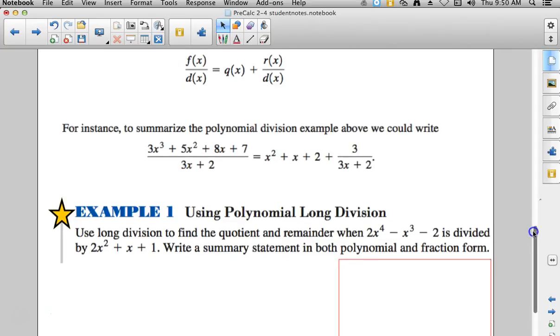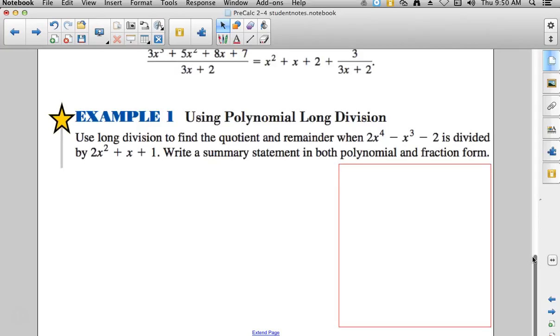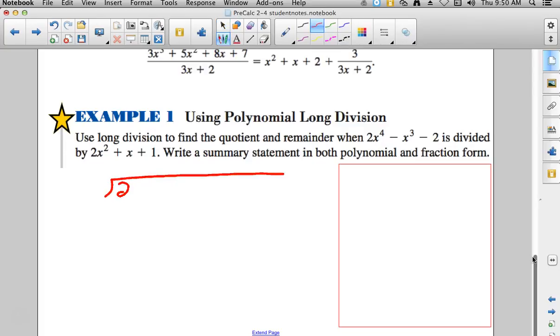So example 1 says, let's use polynomial long division. Use long division to find the quotient and the remainder for 2x to the fourth minus x to the third minus 2, if that is divided by 2x squared plus x plus 1. And write a summary statement in both forms. So we want to take 2x to the fourth minus x cubed. And as you're writing it down, you should notice there's stuff missing. If this is in standard form, I'm missing my x squareds and I'm missing my x's.